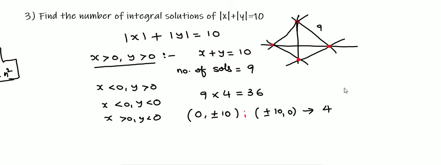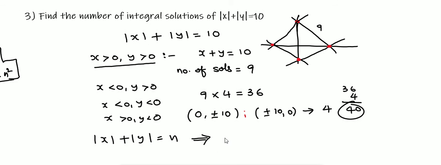So finally 36 plus 4, total number of solutions 40. But in that case particularly we can generalize such questions like mod x plus mod y is equal to n. You can make it directly: the number of integral solutions of this equation is 4 times 10, that is 4 times n. So the answer is 4n.